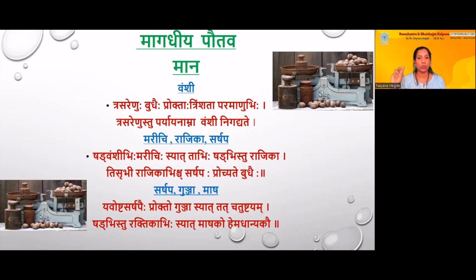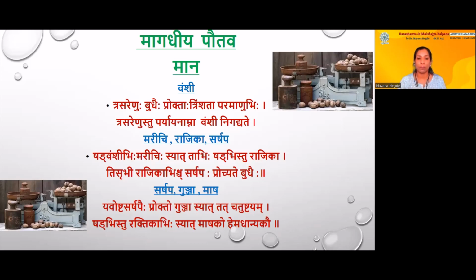One Vamshi is equal to 30 Paramanu. Six Vamshi is equal to one Marichi. Six Marichi is equal to one Rajika. Three Rajika is equal to one Sarshapa. Next one is, what is the measurement of Yava, Gunja and Masha?